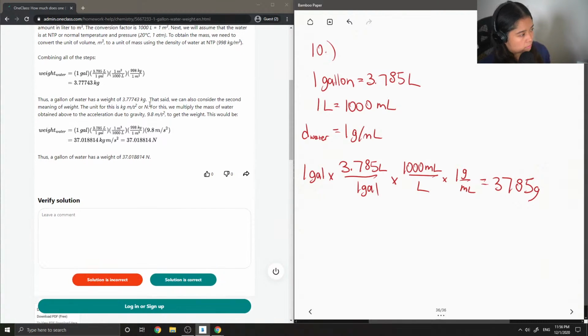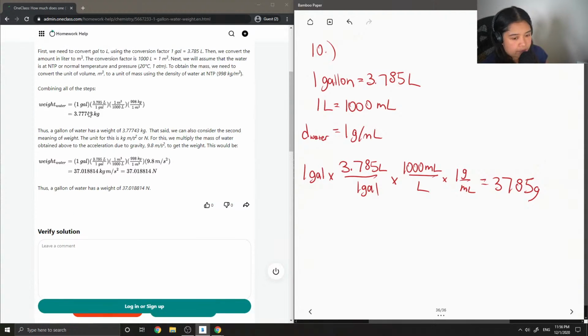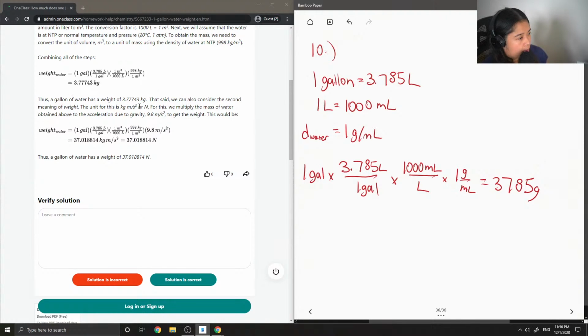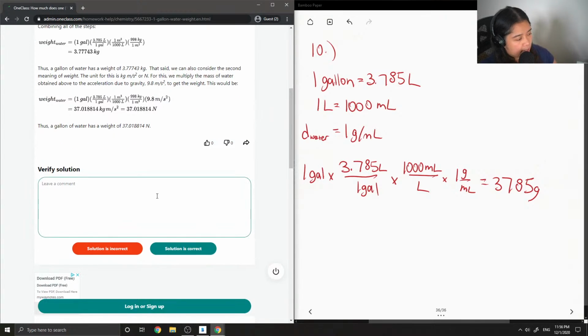And then they got 3.77743 kilograms. Yep, so which is pretty similar to what I got. That said, we can also consider the second meaning of weight. For this, we multiply the mass of water obtained above to the acceleration due to gravity, which is 9.8 meters over second squared. Okay, so they answered it in 2 ways, but I'll just verify that this solution is correct.